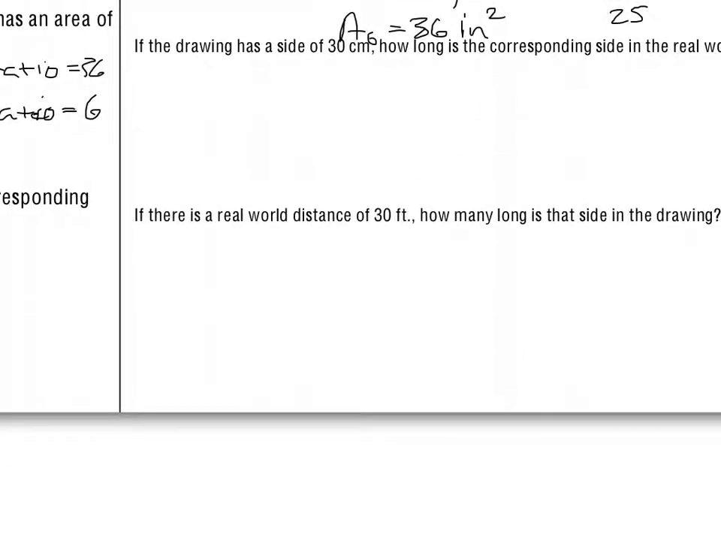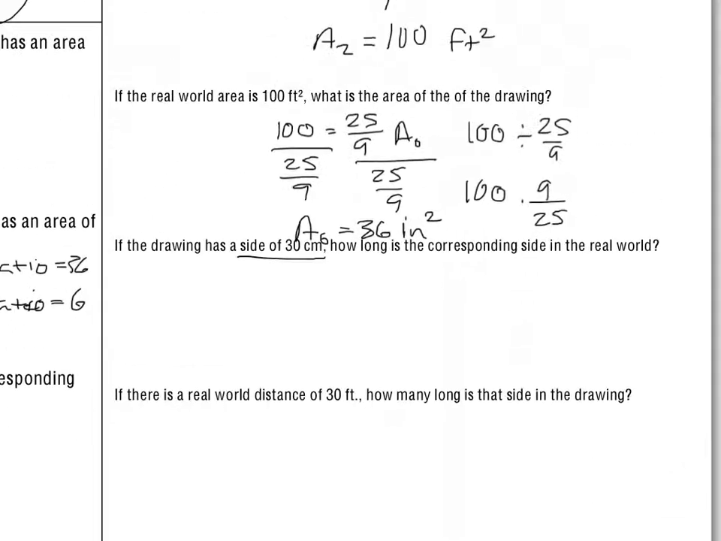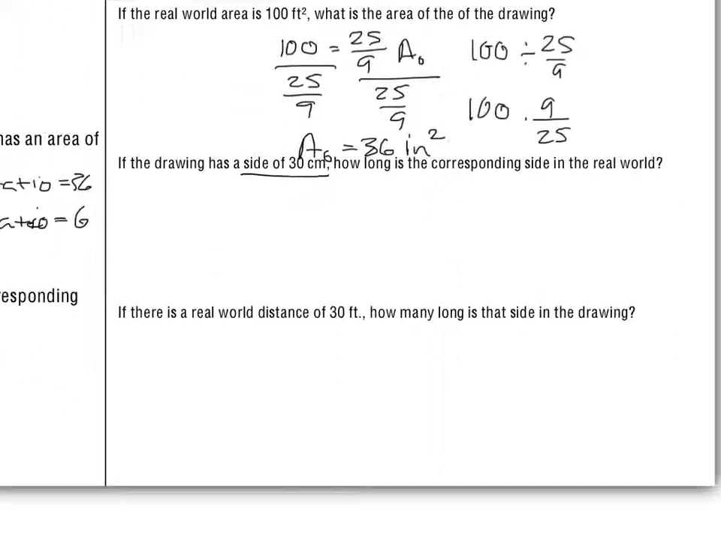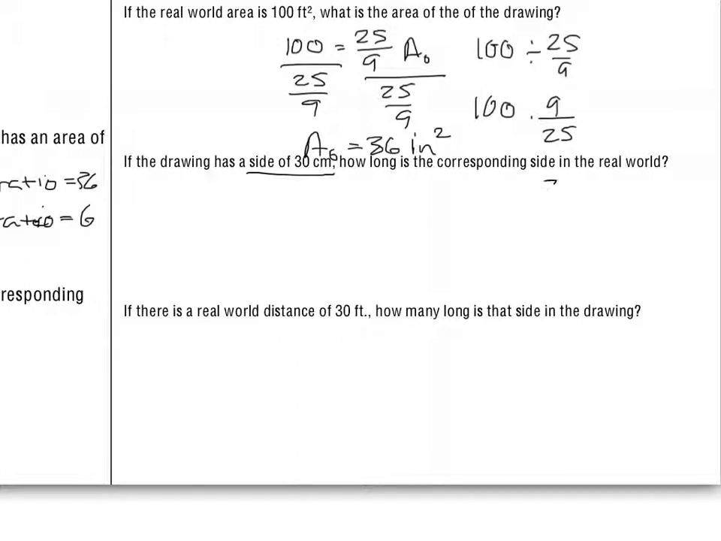If the drawing has a side of, hint, we're talking about sides here now, we're not talking about areas, so we're going to be using our side equation, which uses the scale factor 5 thirds. So S2 is equal to 5 thirds of S naught, or S of the original drawing. The drawing has a side of 30, so this is going to be 5 thirds times 30. And so what we're going to see here is that S2 is equal to 50. This is the real world, so those are 50 feet.